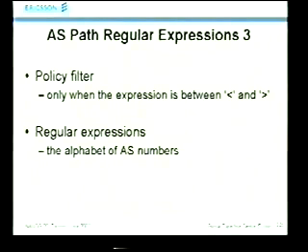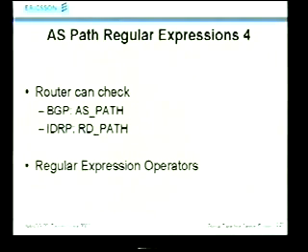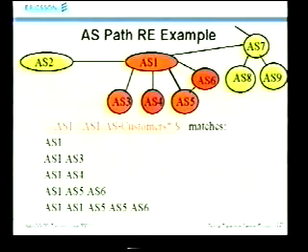The regular expressions, when I talk about AS regular expressions, I mean the alphabet of AS numbers. I don't mean Unix-type regular expressions. I mean regular expressions only in the context of AS numbers. AS path regular expressions can check things like a BGP AS path or Inter-Domain Routing Protocol, or RD path. And we use regular expression operators, as I've just shown. Here is an AS path regular expression example. Here are the spaceship operators. And this expression here matches any of these. Okay? I won't spend too much time with that.